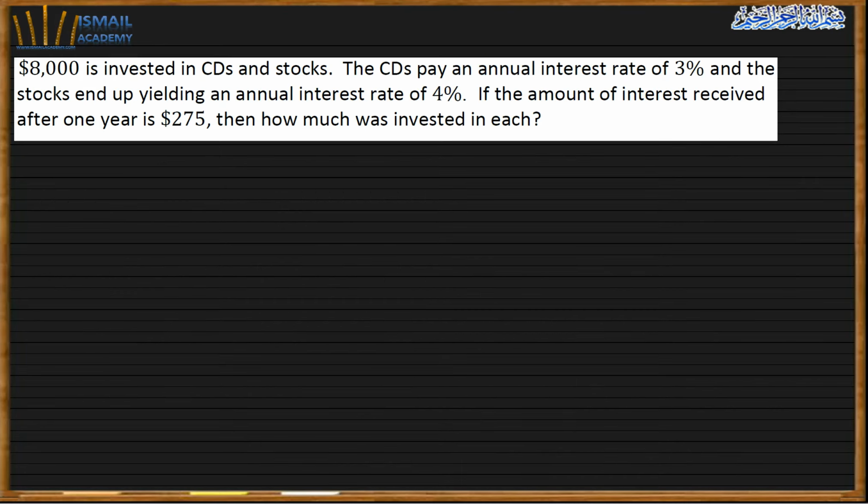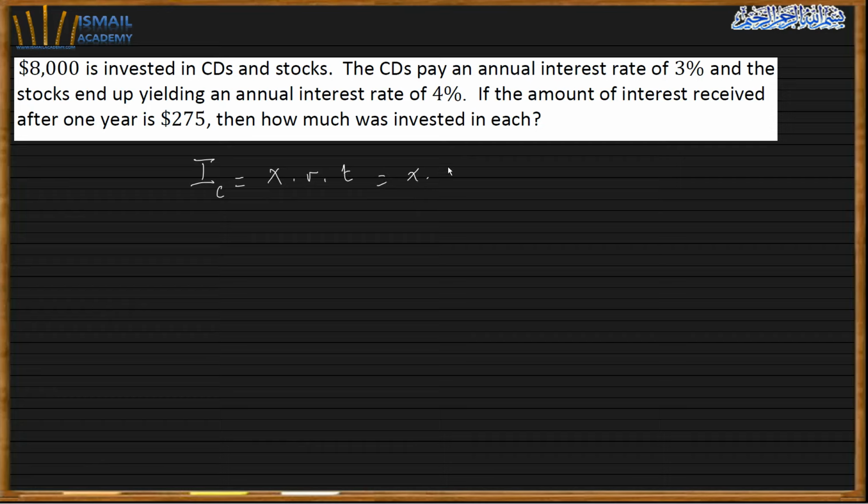Alright, so next. So here we have a word problem. Here we have 8,000 invested in CD and stock. So the CD pays annual 3% and stock 4%. Alright, so what I know is the formula: the interest of the CD will be the amount, which I don't know, which is the investment, times the rate times the time. I know the time is 1 year, so just 1. And the rate is 3%.